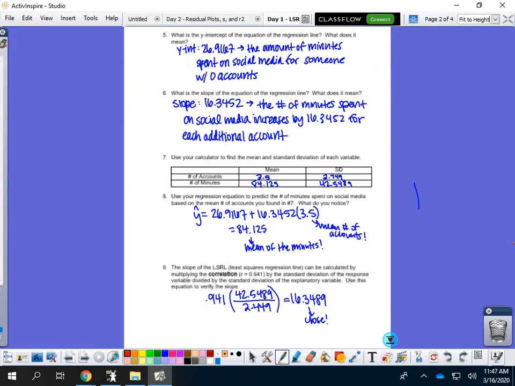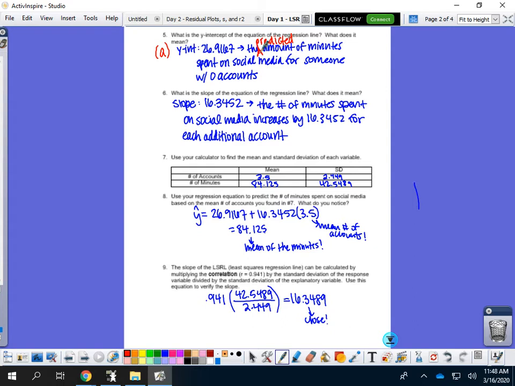Okay, so number 5, what is the y-intercept of the equation? The y-intercept is the one without a variable next to it. We say that's letter A. And so how we're going to interpret that is just basically what I wrote. The amount of minutes spent on social media for someone with 0 accounts, but it's not guaranteed. Someone with 0 accounts only spent 5 minutes on social media, but it's the predicted amount. So I'm going to add this word predicted. And before you say, how do you spend time on social media with no accounts? You can go on Twitter and stuff without having an account. I do it all the time.